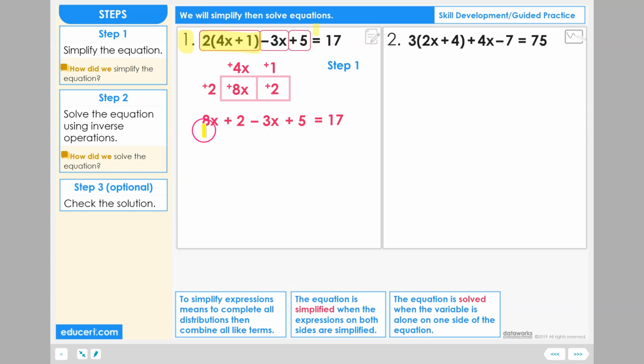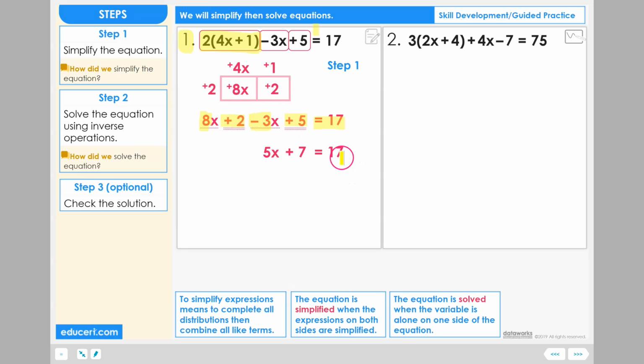Let's look for like terms. We have a couple of x variable terms, and then we also have a couple of numeric terms that can also be combined. Combining our variable x terms, first we have 8x minus 3x, and we need to combine the coefficient. 8 minus 3 equals 5, so I have 5x. 2 plus 5 equals 7, so we have plus 7 in the numeric term. And this is all equal to 17.